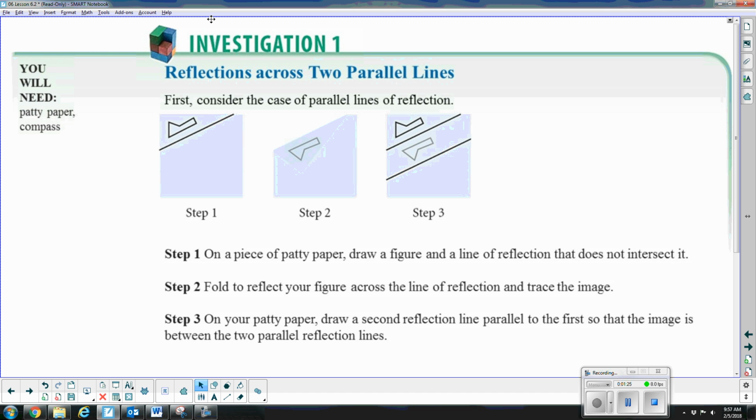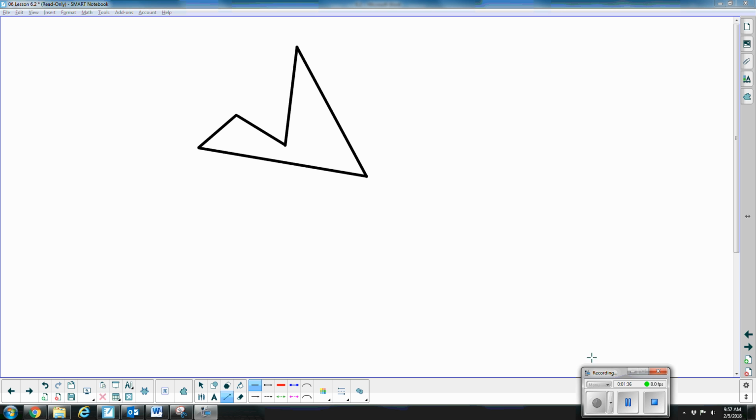In this lesson, on your note sheet, you have these steps listed out. I'm not going to do it on patty paper, but I'm going to do it in the Smart Notebook so that you can see. First thing I want you to do is draw a figure, and it can be any figure. Here's my figure, and you can draw that on a piece of tracing paper or parchment paper, or if you have patty paper, that works too. Or you can just do it on a piece of white paper and use a marker so that you can see through.